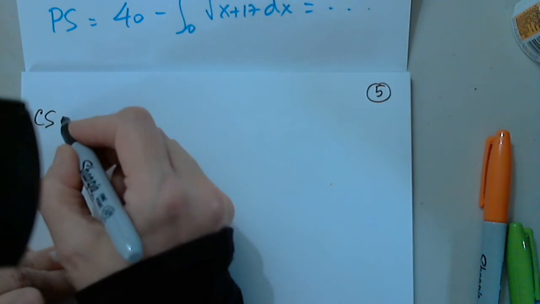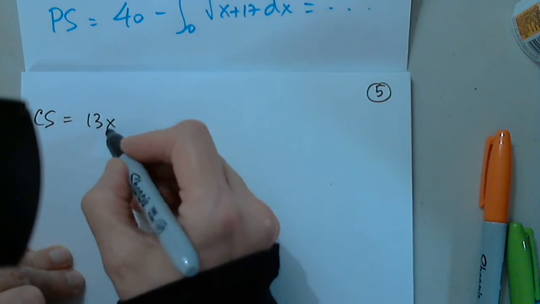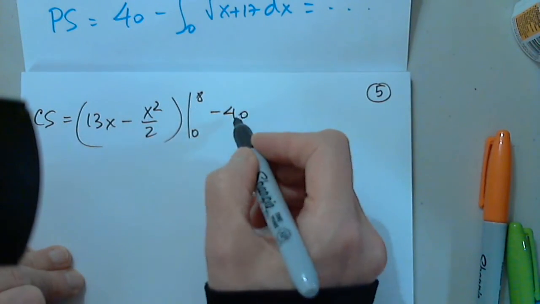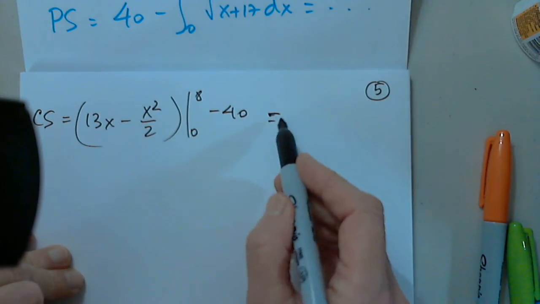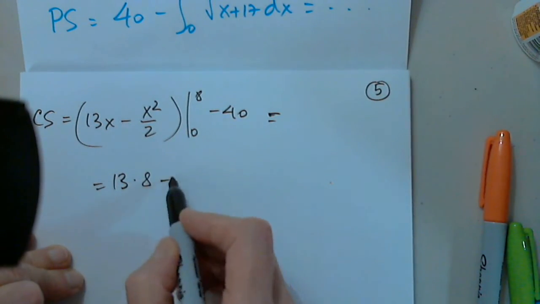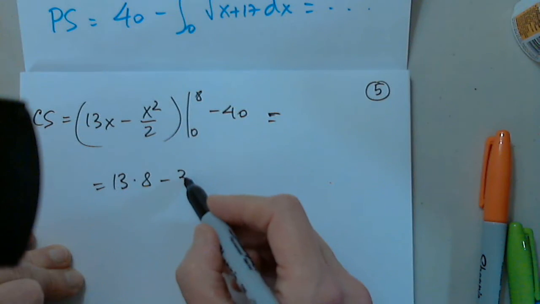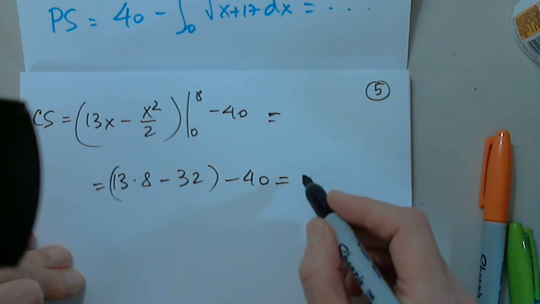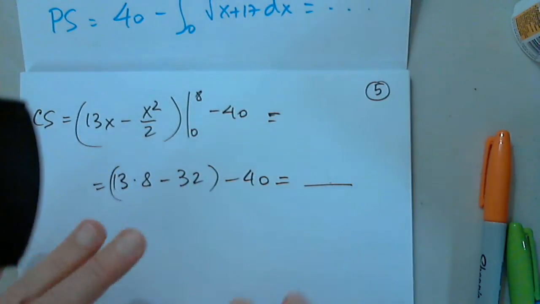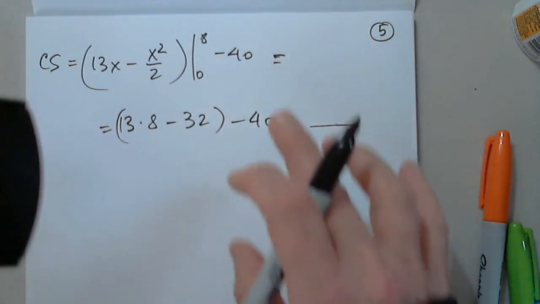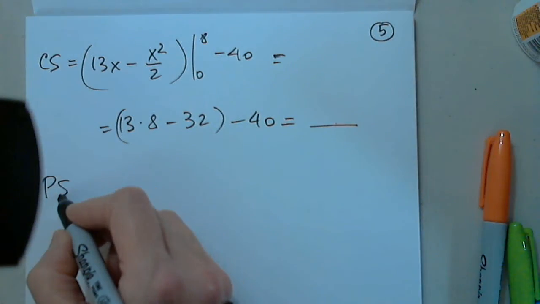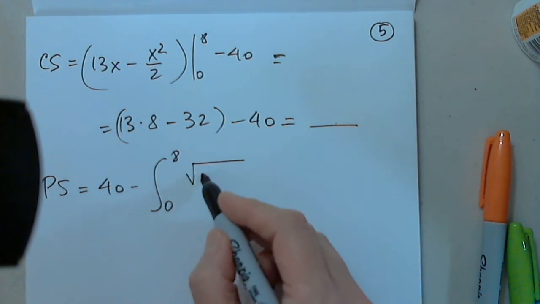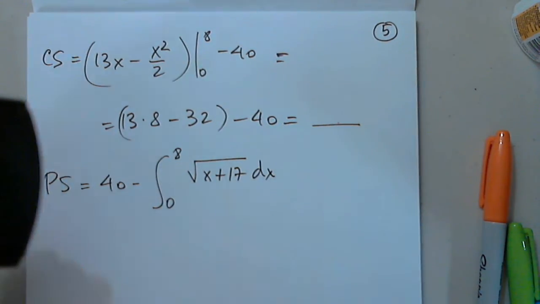Okay, so the consumer surplus, so that would be 13x minus x squared over 2 from 0 to 8 and minus 40. And all I want you to show is 13 times 8 minus 64 divided by 2 is 32 and minus 40. And you can calculate this with a calculator, whatever that is. I don't need that. You can do it. But I want to look at the other one. So the producer surplus is 40 minus the integral from 0 to 8 of the square root of x plus 17 dx.